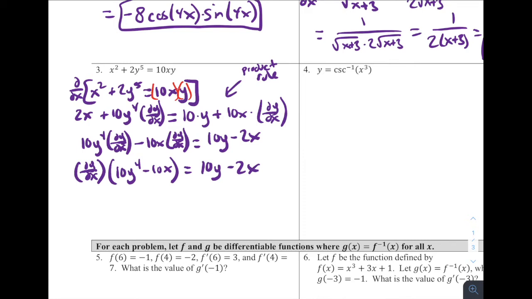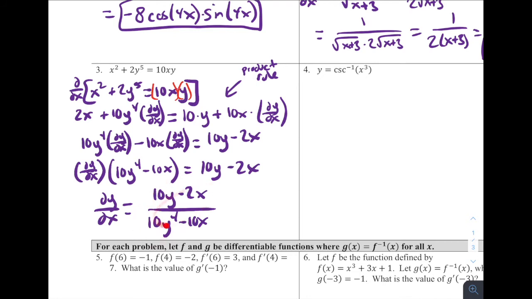The last step here, now that I've factored that dy dx and now that I've got just one dy dx left, I'm going to divide by this 10y to the fourth minus 10x. And so this looks like this is going to be dy dx is equal to 10y minus 2x, all divided by 10y to the fourth minus 10x. Realistically, again, if this were a free response section, this would be an acceptable place to end.